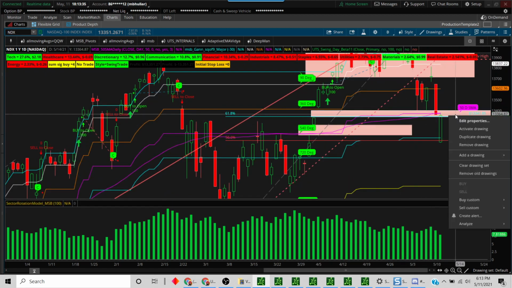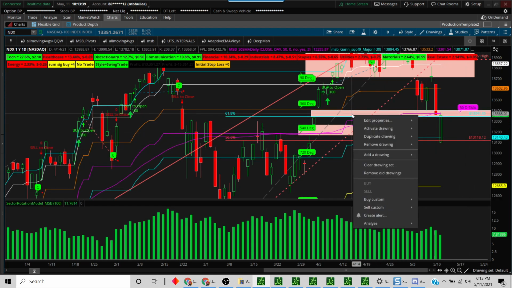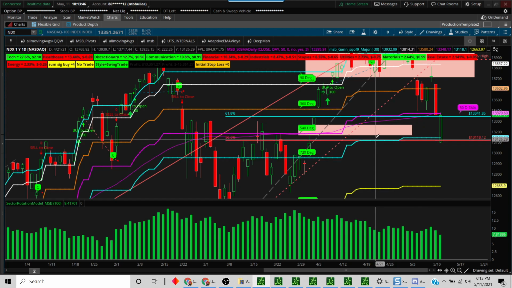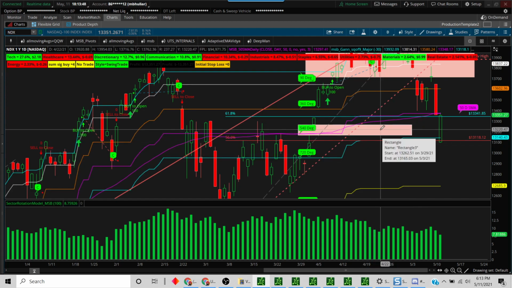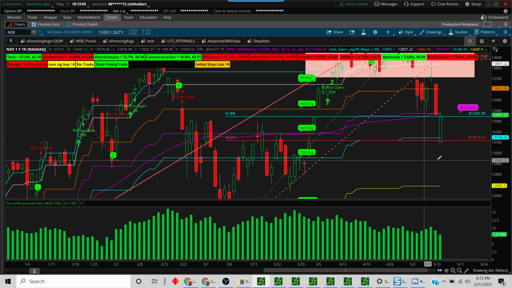Now that we're done with these, we can remove these studies, remove the rectangles, and since I actually didn't do it properly, I'm taking care of that, and I'm going to remove the rectangle here as well, so remove the drawing.